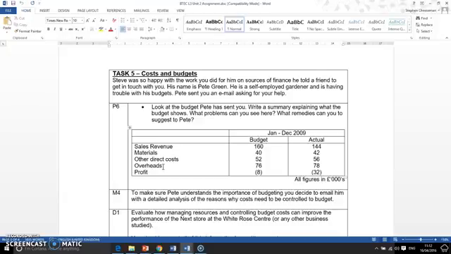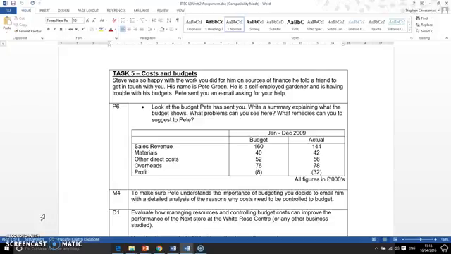Overheads, when we're looking at this line, this is everything else that his business has to spend money on: rent, insurance, advertising, those sorts of things. Anything else that would be connected to the costs of running a business which aren't covered in materials and direct costs. And again, he's overspent here. So how could he try and reduce those overhead costs? What might be some of the problems that he would incur if he tried to reduce some of those costs?